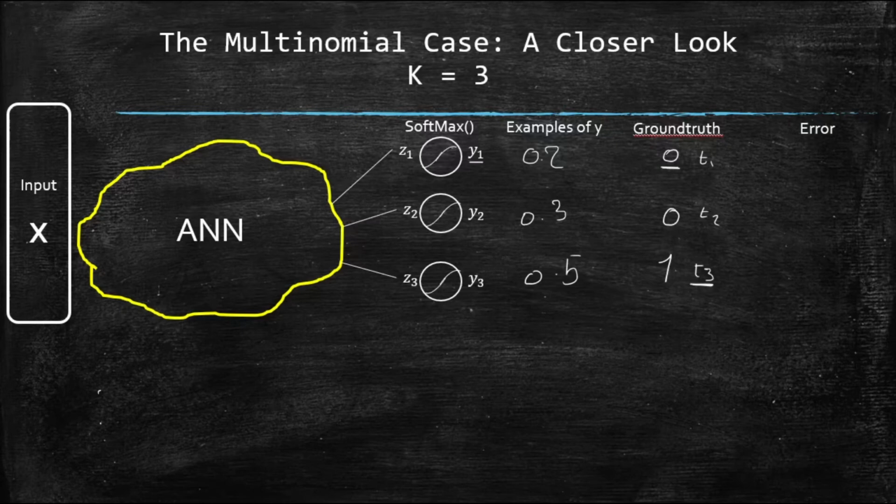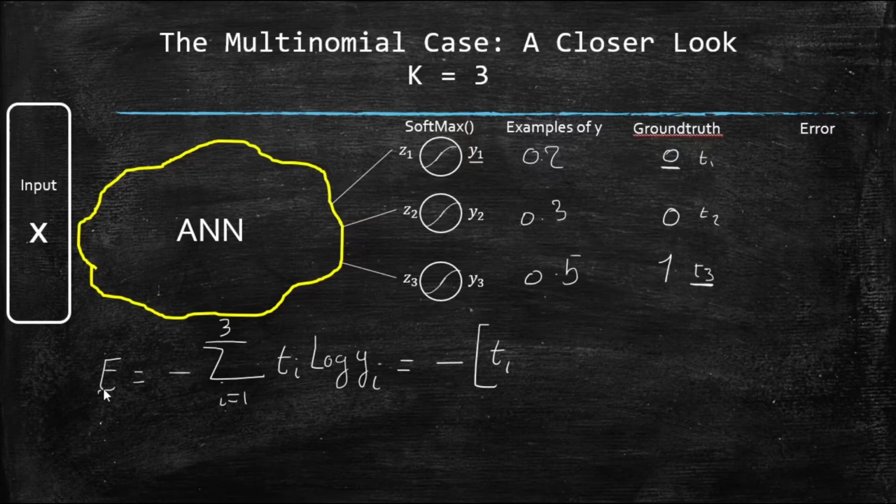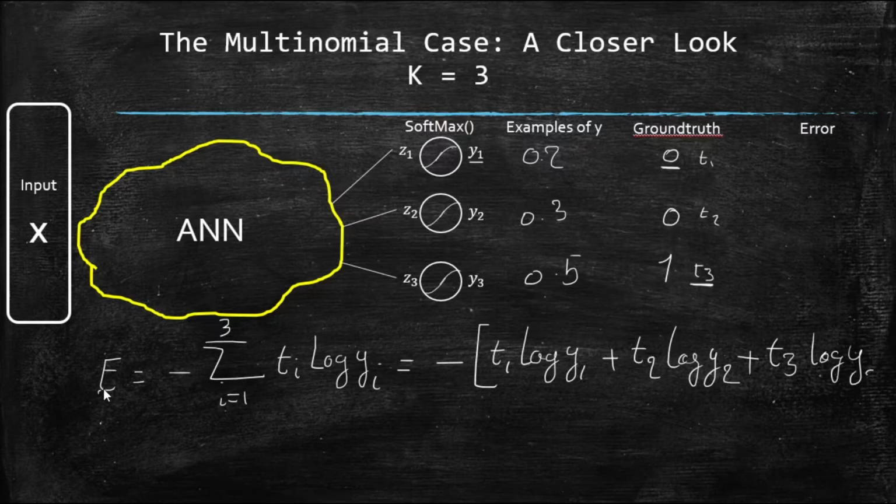Now, let's compute the error. So how would the error work again? Let's just remind ourselves. Error is minus a sum, i goes from 1 to k, in this case k is 3 because we have 3 classes, and we have t sub i log of y sub i. So let's just follow the formula. Minus, then we have a sum: t sub 1 log of y sub 1 plus t sub 2 log of y sub 2 plus t sub 3 log of y sub 3. You can see where I'm going with this. t1 is 0, so this term cancels out. t2 is 0, this term cancels out. t3 is 1.